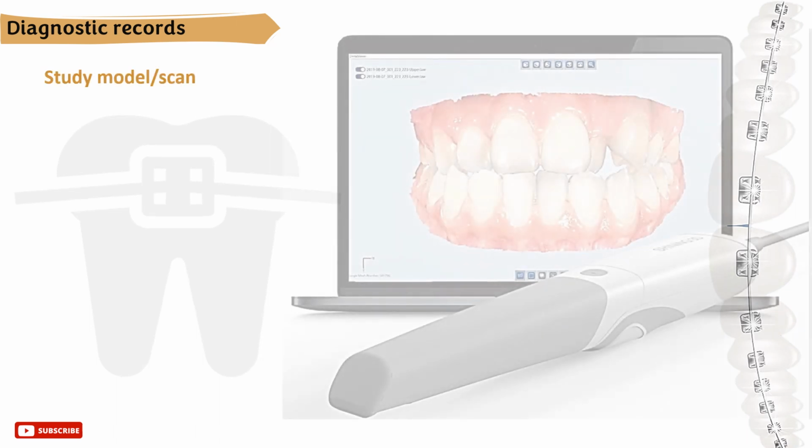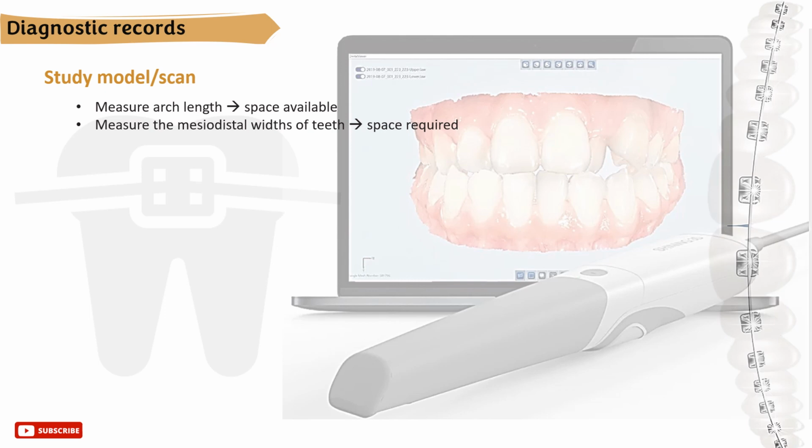Study models or intraoral scans in orthodontics. They can be used to measure the arch length, which is the space available. Also to measure the mesiodistal widths of teeth and add them to each other to calculate the space required. Measure the overjet and overbite and to view the occlusion.